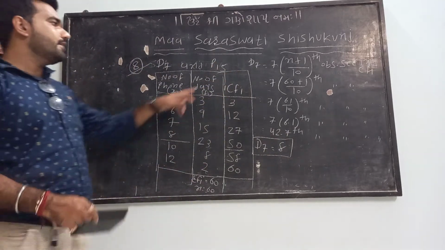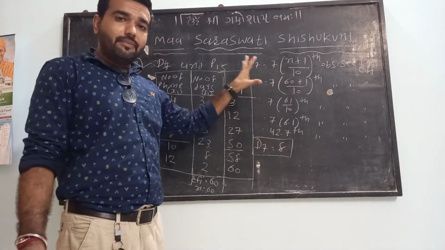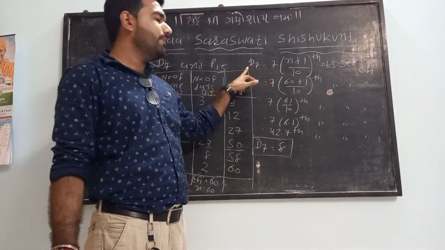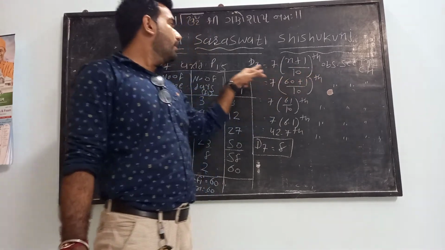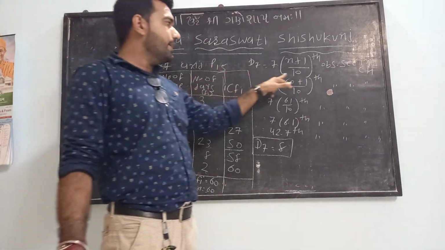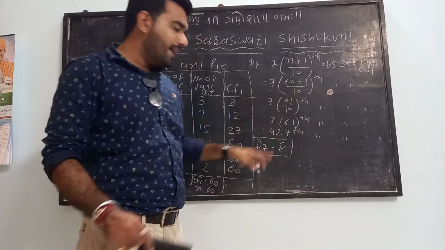Okay. Another, they also ask us P15. Same here, P15, but the formula is somewhat changed. P15 is equal to what? 15 in bracket (n plus 1) upon 100. Here percentiles are there, so divide by 100. Okay. So 60 means 61 divided by 100.